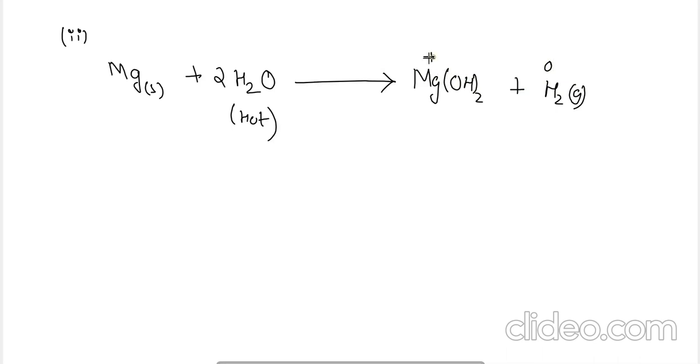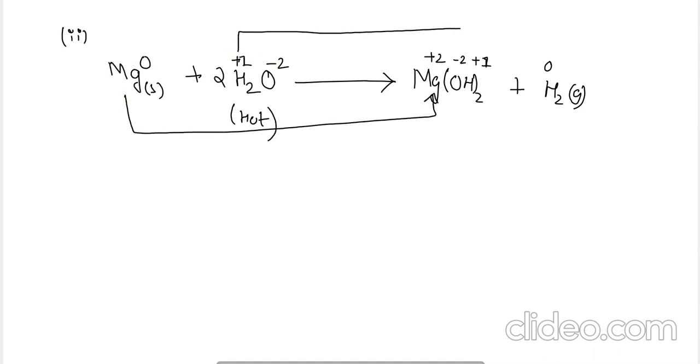Magnesium is 0, and in the product magnesium is plus 2, oxygen minus 2, hydrogen plus 1. Here we will see that magnesium's oxidation state has increased and hydrogen's oxidation state has decreased. So in the formation of hydrogen gas, reduction has occurred, while in the case of magnesium, due to the increase in the oxidation state, we will say that oxidation has been carried out.